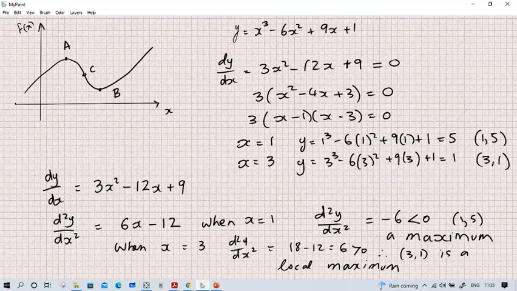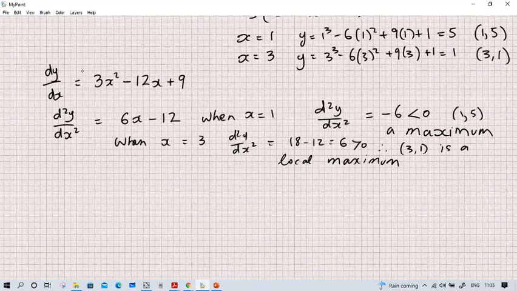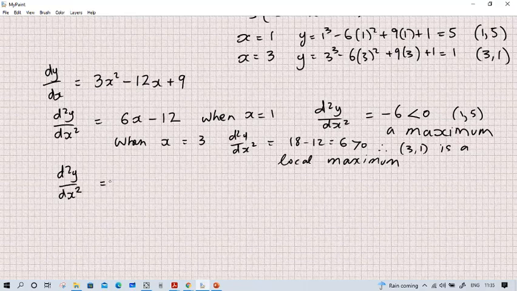And this is the point of inflection, and we use the second derivative to find the point of inflection by setting d2y dx squared to 0. d2y dx squared equals 6x minus 12. We set that to 0 and solve for x. So x equals positive 12 over 6, which is 2.